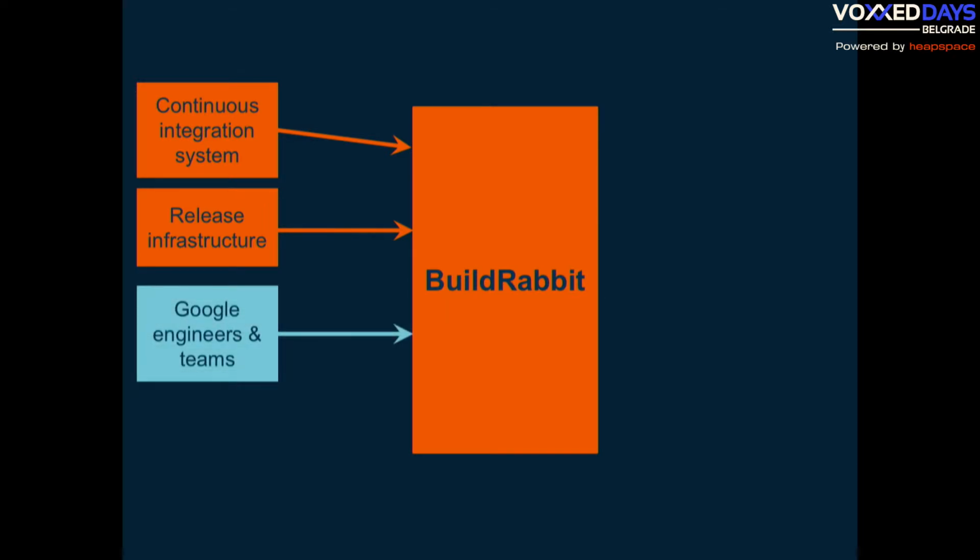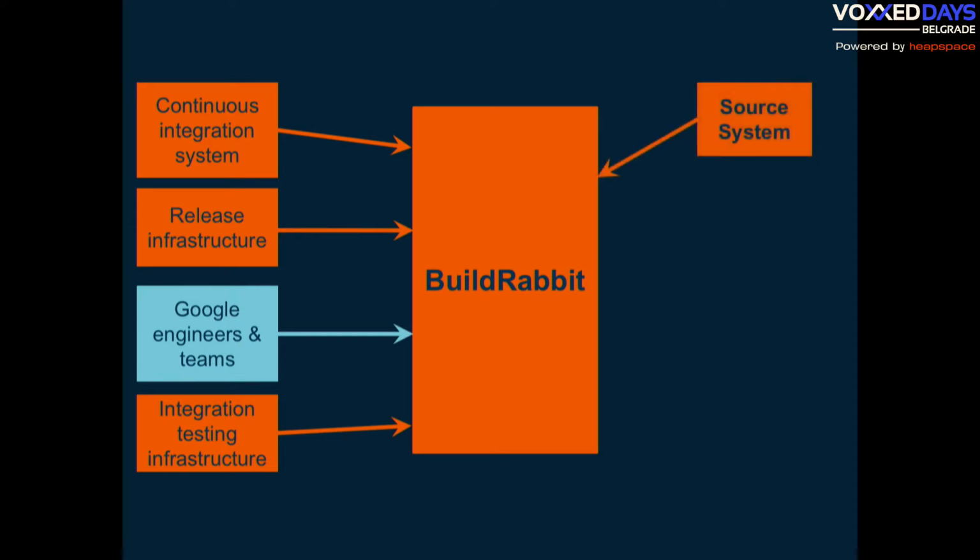Individual Google engineers and teams will use the system. Also, the integration testing infrastructure will send the build. It will build all the dependencies, then bring up the environment in a separate sandbox, and then verify that the integration tests pass. Now, the BuildRabbit system itself relies on a few components, such as the source system.